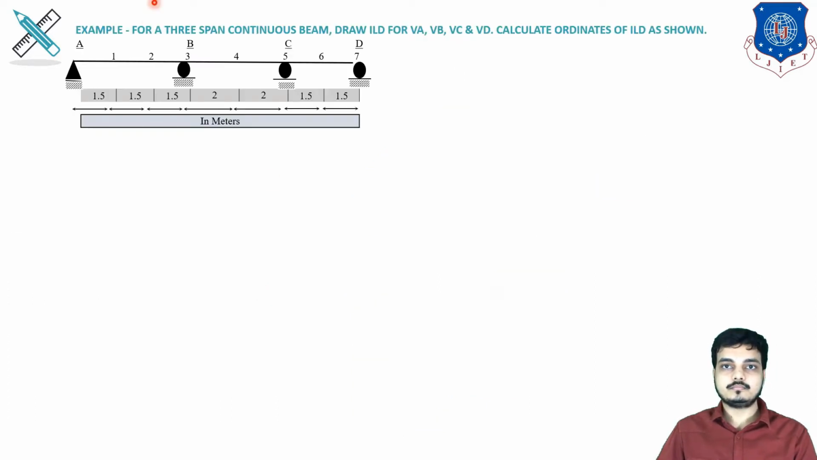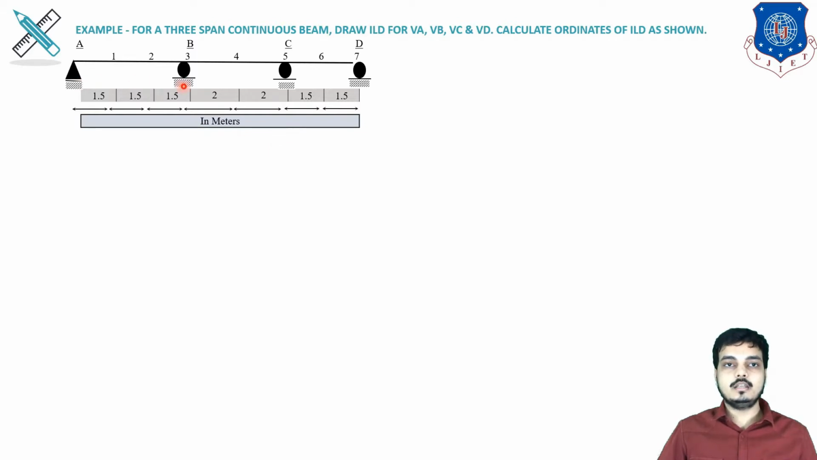So let's see. For a 3-span continuous beam, draw ILD for VA, VB, VC and VD. Calculate ordinates of ILD as shown. Here it is not given as 1 meter, 2 meter, but it is written as shown. So here it has been shown that the points are 0, 1, 2, 3, 4, 5, 6, 7, and with respect to distance the spans are 1.5, then 2, and then again 1.5. So we have to draw as per shown.